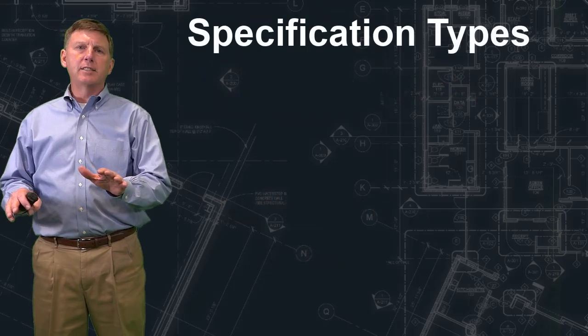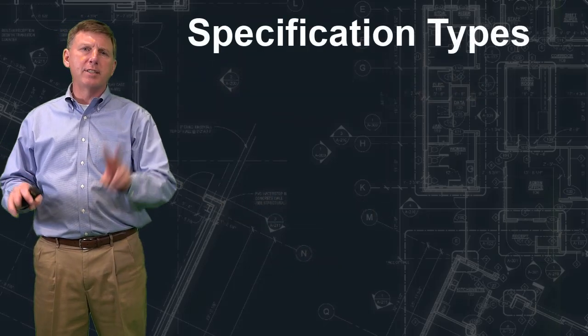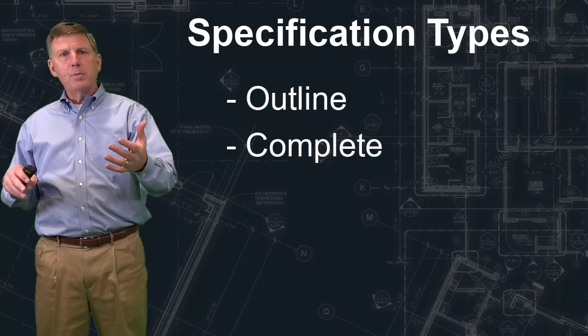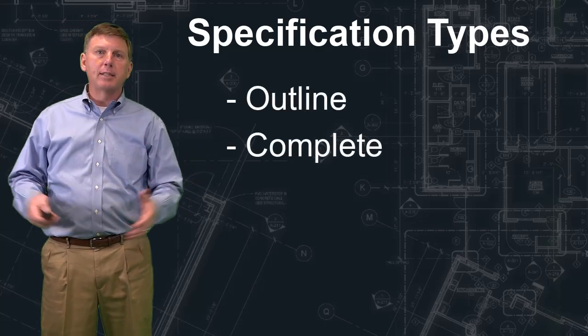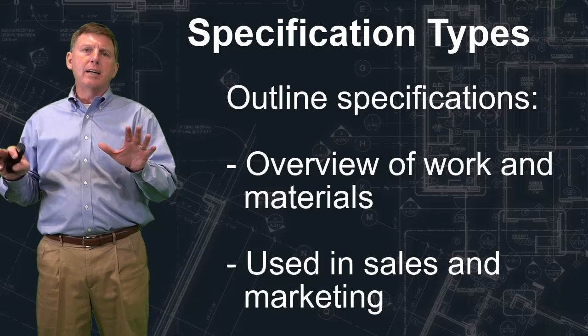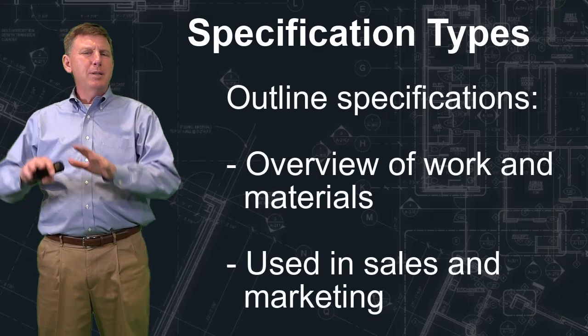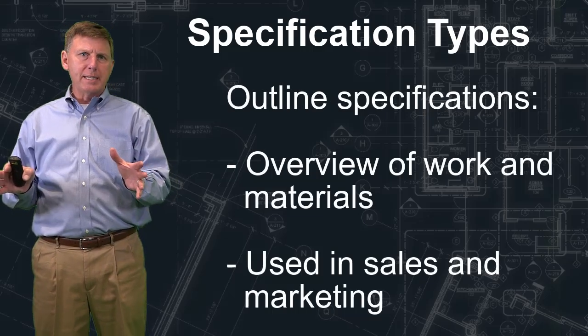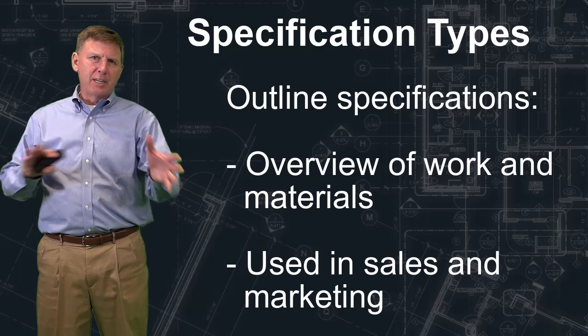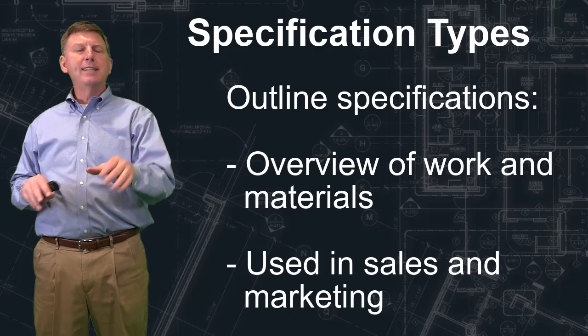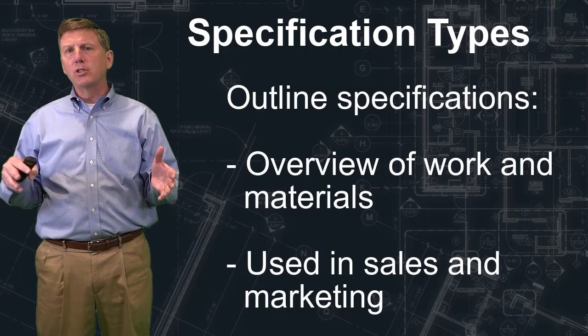So specifications come in, well, primarily two different types. One is an outline spec, and then the other is a complete spec. Now, when it comes to the outline specification, it's pretty much just an overview of the work to be done. An overview of materials that might be used. Now, you're going to find this a lot in sales and marketing brochures and things.